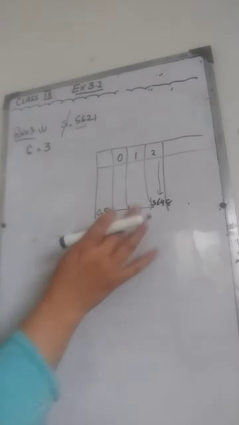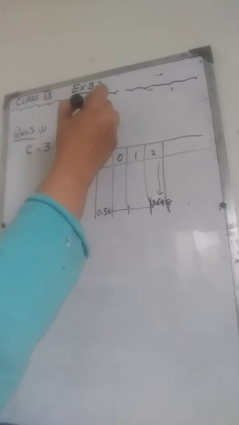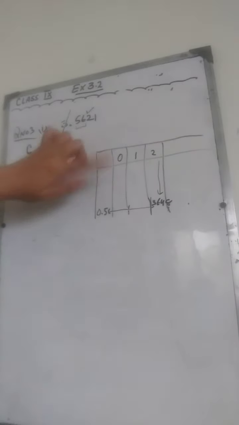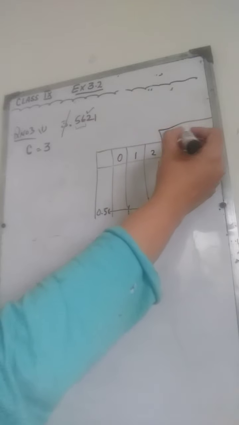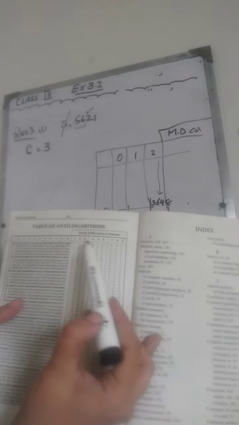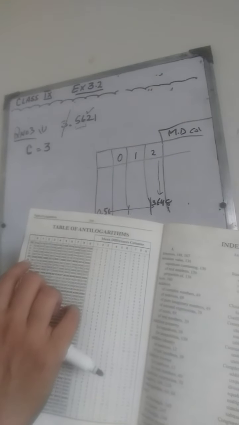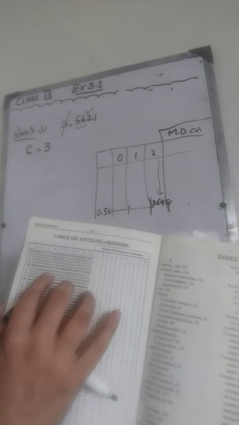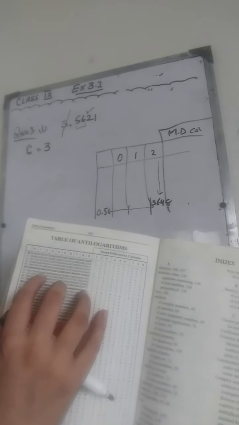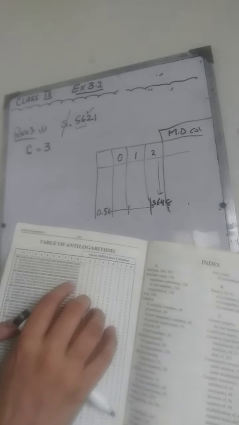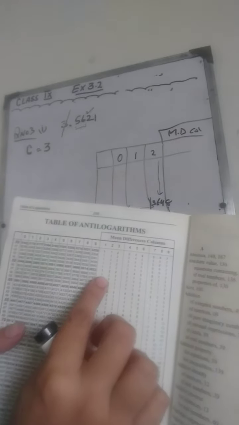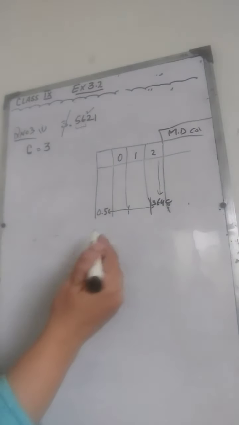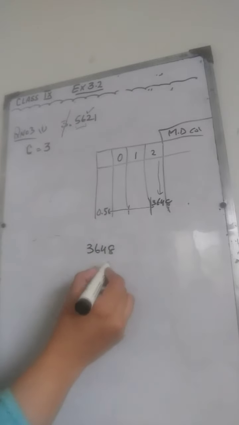Now we have looked for the third digit. The fourth digit is 1. You are going to look for 1 in the mean difference column. 0.56 is here, moving till you find the column 2. This is 3648, and then you move forward till you find the column with the heading 1. It is written 1 over here. So I am going to add these 2 numbers, 3648 plus 1.